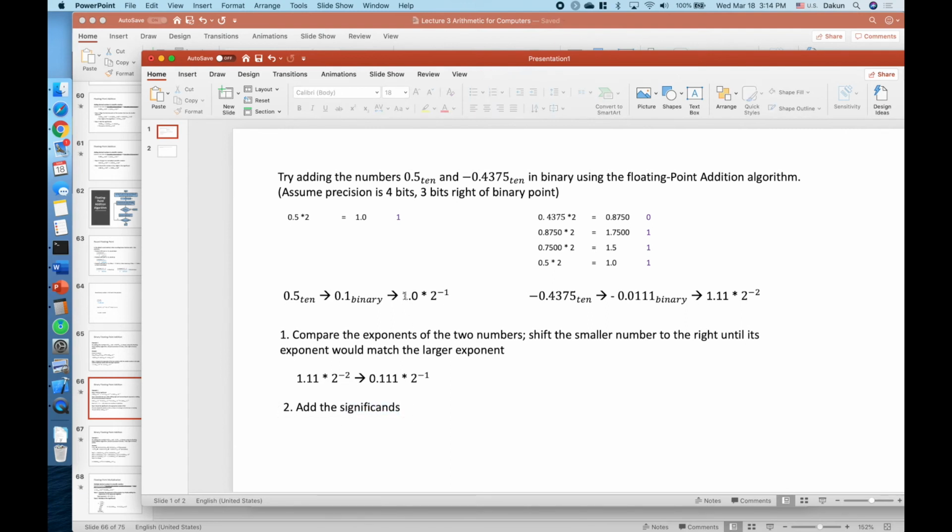So the first significand is 1.0, and the second significand is 0.111. But remember that this number is negative, so it should be negative 0.111. Then we'll get 0.001, and this exponent is to the power of negative 1. That is the result after the second step.